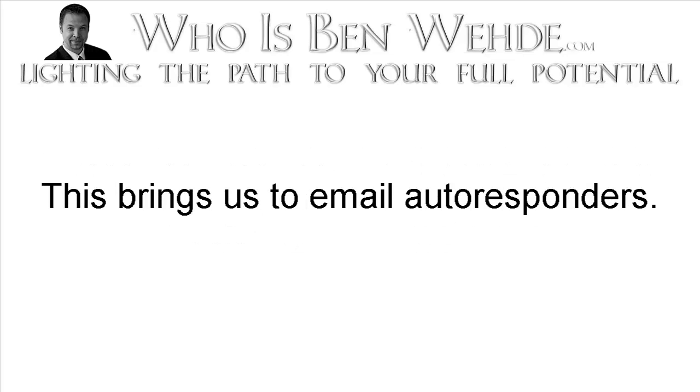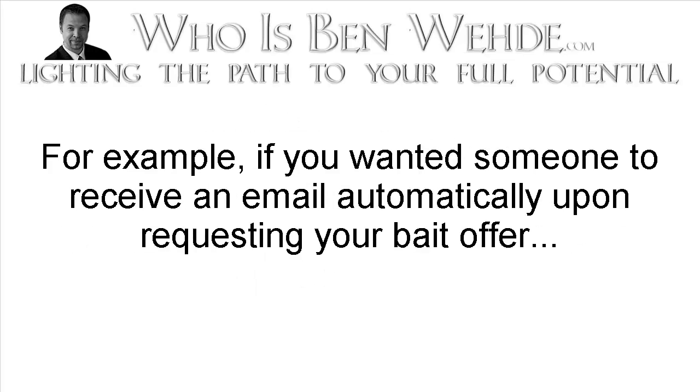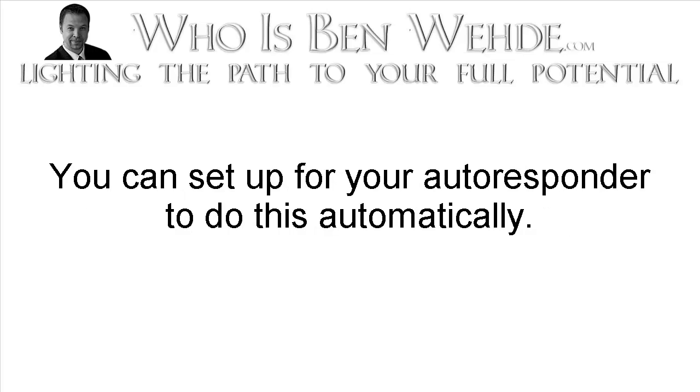This brings us to email autoresponders. An email autoresponder is an email system that sends custom emails to people according to the way you set them up. For example, if you wanted someone to receive an email automatically upon requesting your bait offer, and then a pre-programmed email for the second, third, fourth, and fifth days, you can set up your autoresponder to do this automatically.